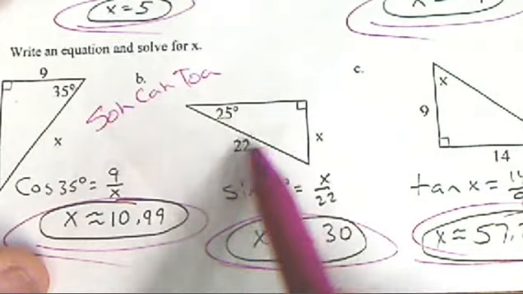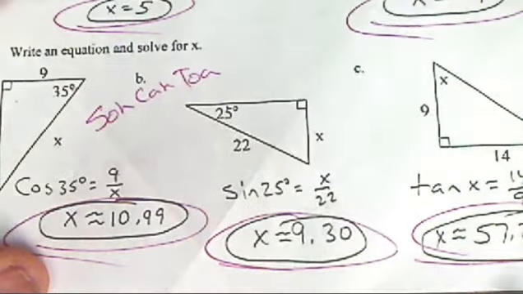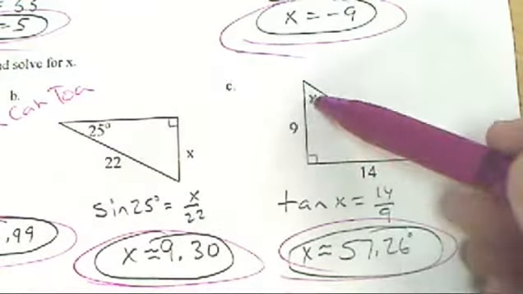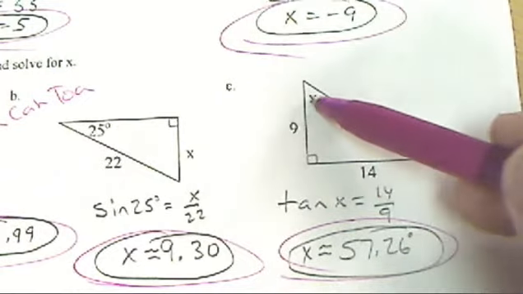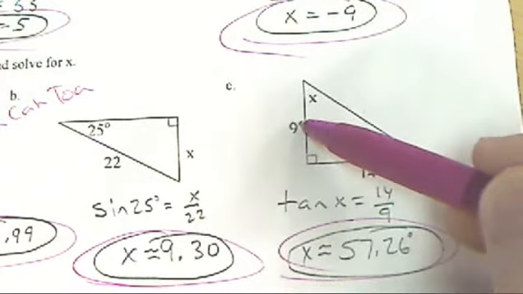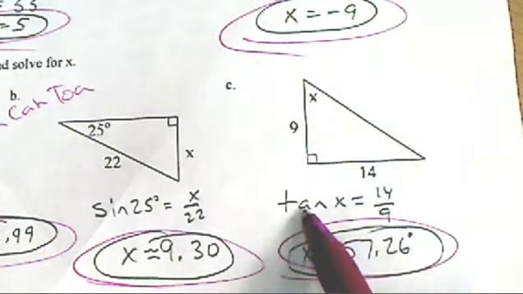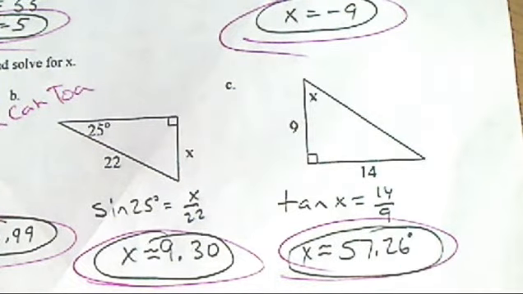Sine is opposite over hypotenuse. And then on this one you just multiply by 22 on each side. Tangent is opposite over adjacent. It's from the point of view of the angle, so it's 14 over 9. And then to get rid of the tangent, because you need to get the x by itself, you do the inverse tan of both sides. So inverse tan of 14 over 9 is that. All right, good luck next week.